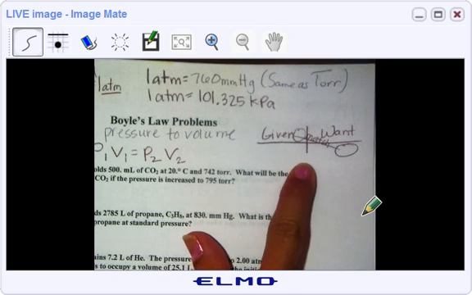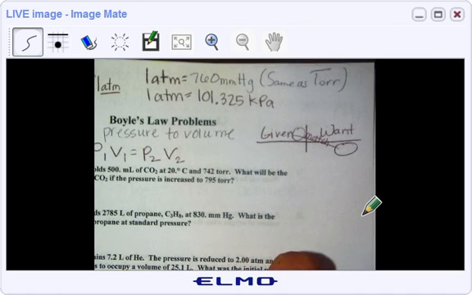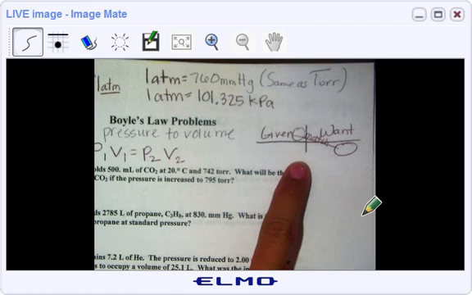I'm going to show you how to use this chart in a second. We've seen it before in doing our moles to grams. This will also help us do some of our other conversions.